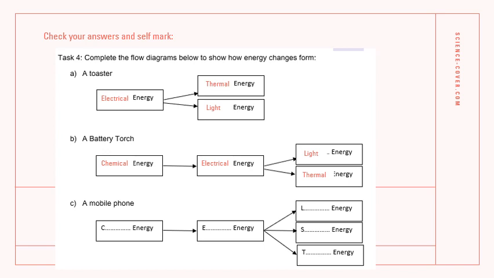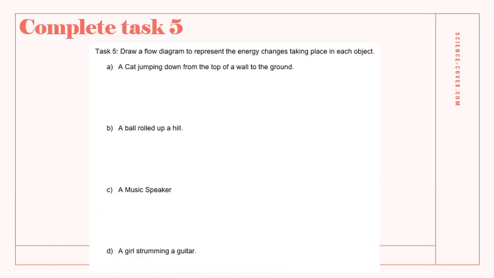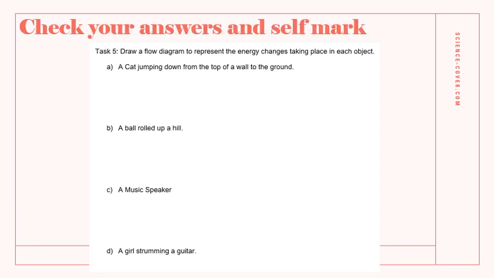The mobile phone is also battery powered, so that's chemical energy, which again will produce electrical energy, and then that will be turned into light, sound and thermal. Now pause the video and complete task 5. Let's check our answers to task 5.